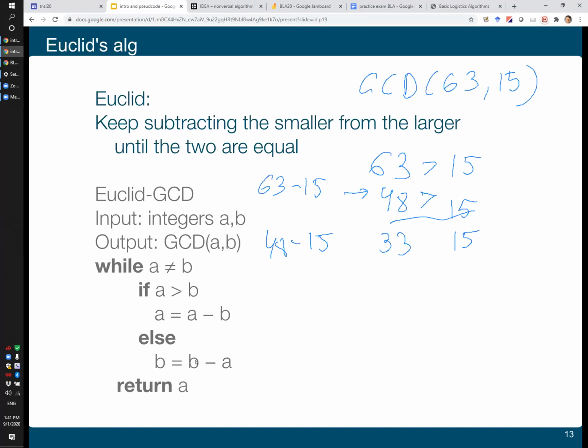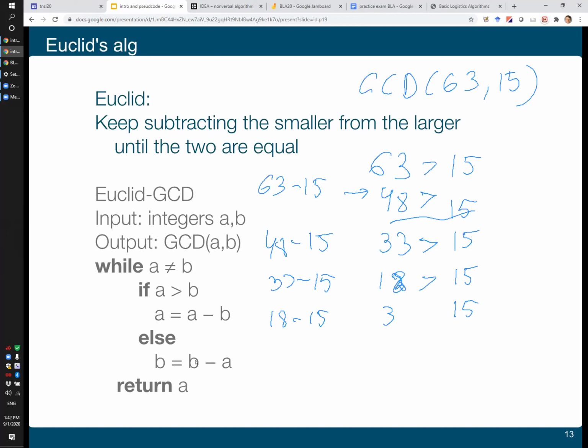So again, we have two numbers. One is larger than another. So the smaller number remains as it was, and the larger number is replaced by the difference between the two numbers. Yes, it's 18. 18 is still larger than 15, so 15 stays, and 18 gets replaced with the difference, 18 minus 15.